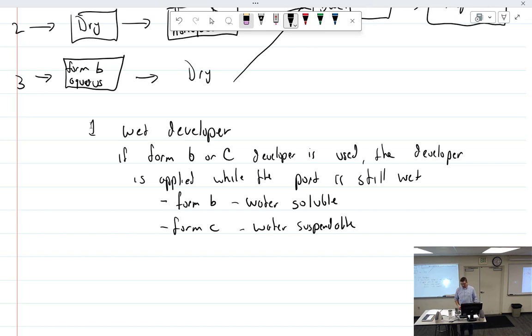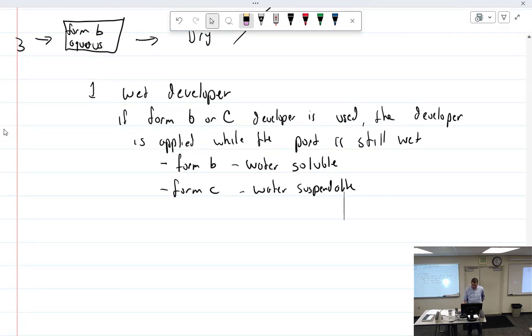Which one has to be shaken and stirred? Suspendable. All right, so form B or C is used. The part is still wet. And developer time is how long? 10 to 120 minutes.